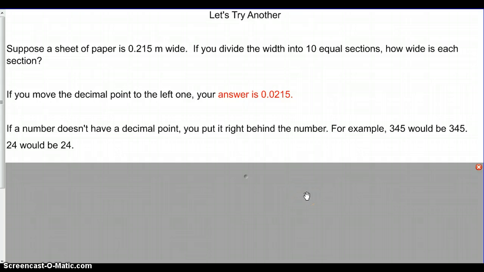If a number doesn't have a decimal point, you put it right behind the number. For example, 345 would be 345 with the decimal right behind it, and 24 would be 24 with the decimal right behind it.